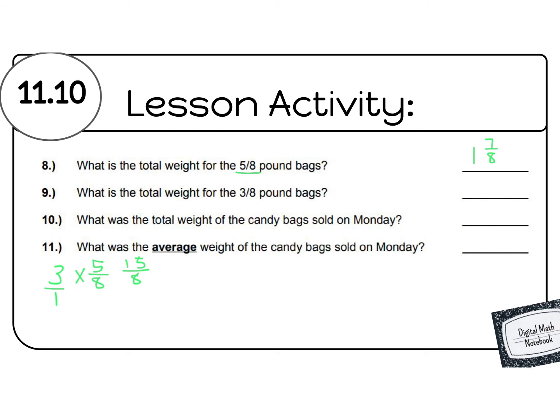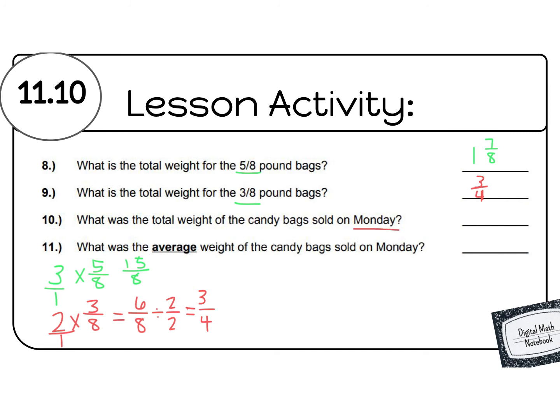Question number 9 says, what is the total weight of the 3/8 pounds? And if we look back at our graph, we know that we had 2 3/8s. So that's going to be 2 times 3/8. So straight across the top, 2 times 3 is 6 over 8. And that's not improper, but we could simplify it because they both have a common factor of 2. 2 goes into 6 3 times, and 2 goes into 8 4 times. So that's 3/4.